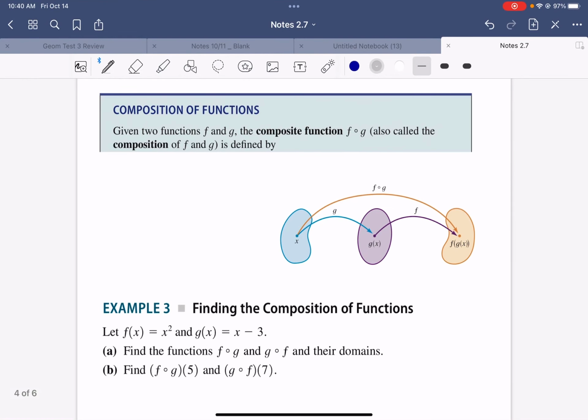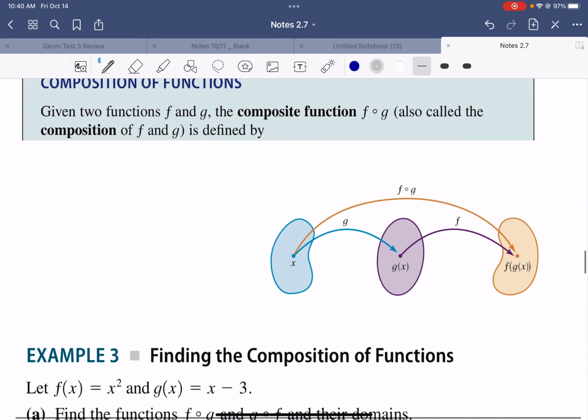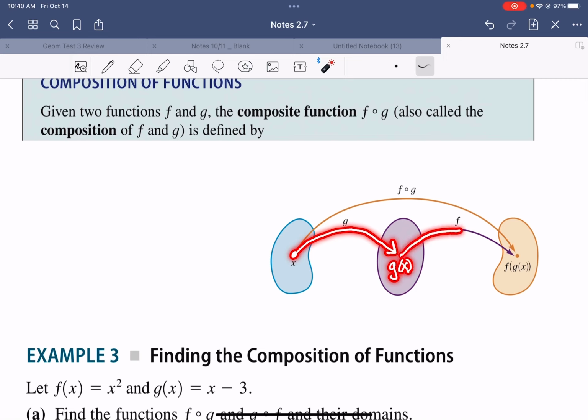So let's continue our discussion and look at the composition of two functions. You can think of the composition of two functions as starting at one point, plugging it into a function, and then plugging it into another function, like an assembly line. So imagine we have an input here, x. We give it to the function g, who outputs g of x. Then it takes that, hands it off to f. f plugs it in and gives you f of g of x.